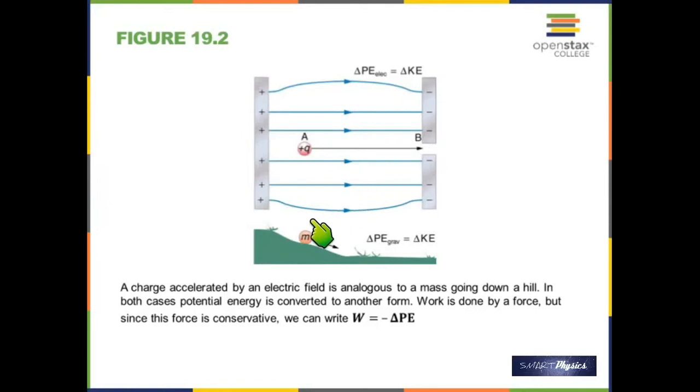And that's just like if you have an object at the top of a hill, it's going to roll down by itself. Now here we know that its potential energy is changing into kinetic energy. Or that is gravitational potential energy changing into kinetic energy. Now the difference here is that the electrical potential energy is changing into kinetic energy. Same concept, as you can see, the change in electric potential energy is equal to the change in kinetic energy.